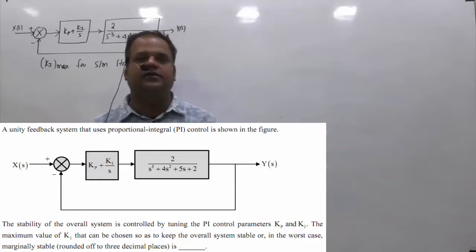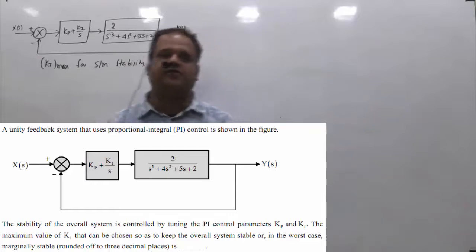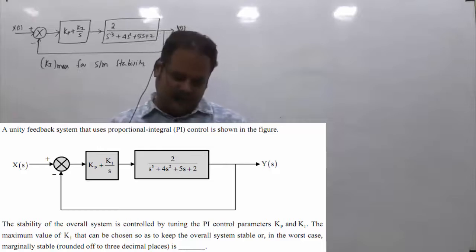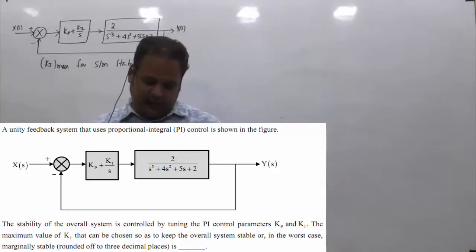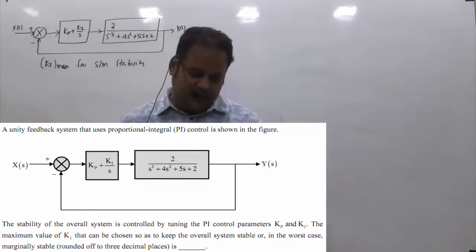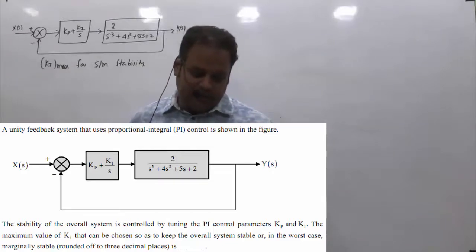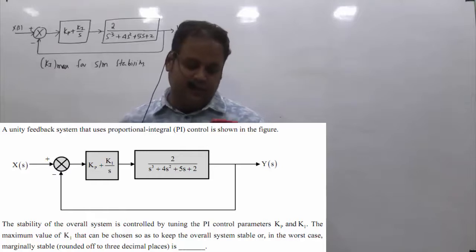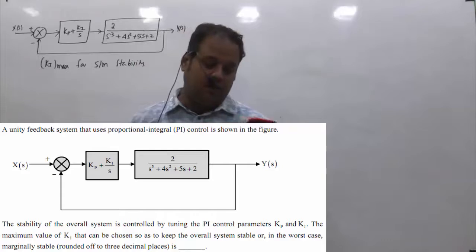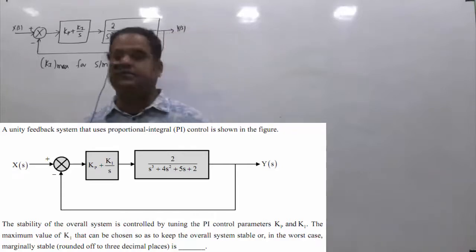This is a 2-mark question asked in GATE 2021 of electronics. This is from the control subject and from the stability concept. The given question is: a unity negative feedback system that uses PI control is shown in the figure. The stability of the overall system is controlled by tuning the PI control parameters Kp and Ki. The maximum value of Ki that can be chosen so as to keep the overall system stable, or in the worst case marginally stable, is dash.